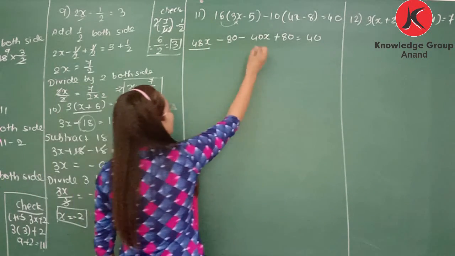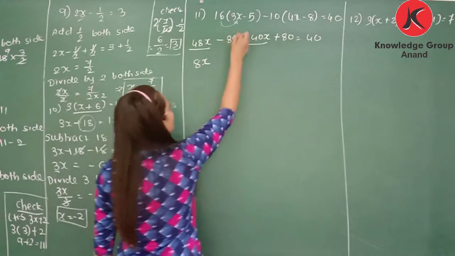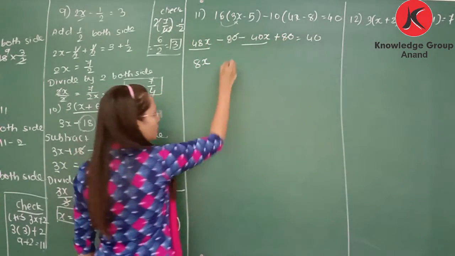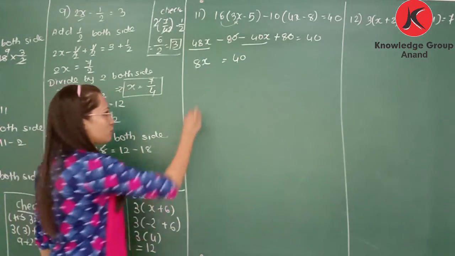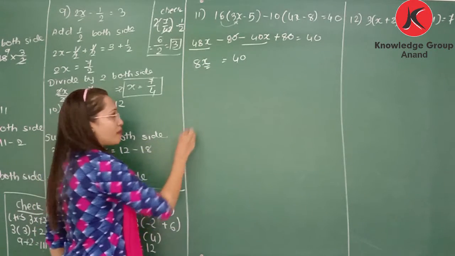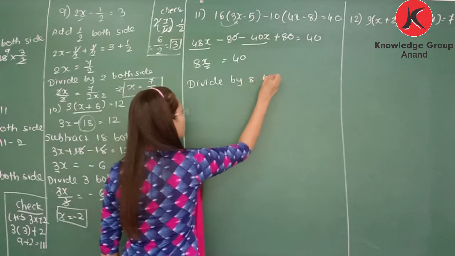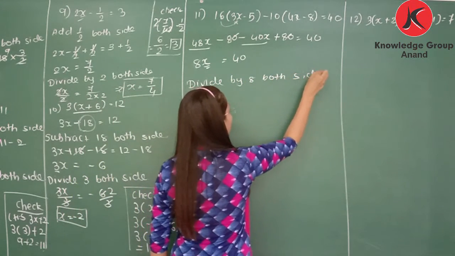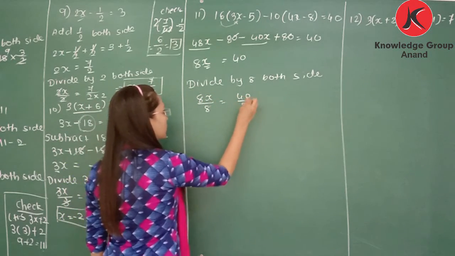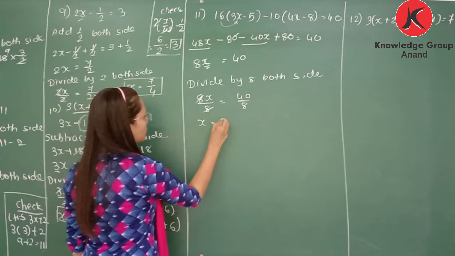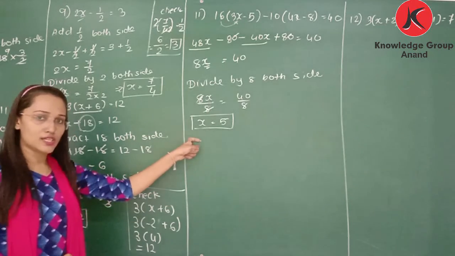Now, 48x minus 40x, that is 8x. Minus 80 plus 80 will be cancelled out, is equal to 40. Now, this is our equation. So, we need to find x. Remove this 8 by divide by 8 both sides. So we get 8x by 8 is equal to 40 by 8. 8 cancel. So answer is 5. Okay. Now we can check our answer.